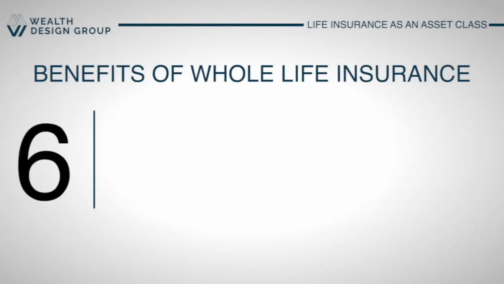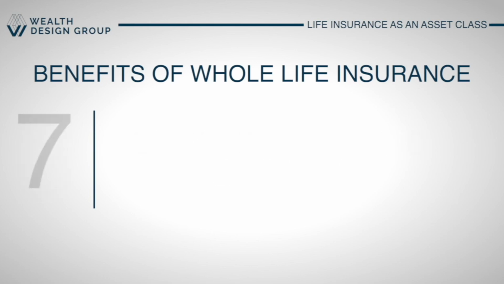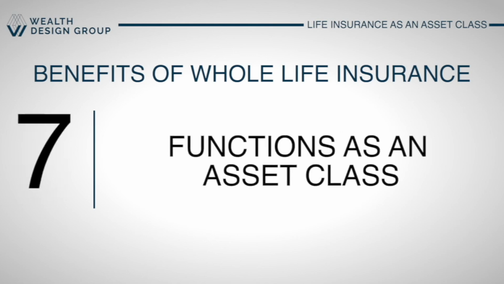Benefit number 6, you receive dividends and growth. That's why I showed you earlier in our hypothetical that you saw the cash value just growing over time. Interest and dividends are being paid on that. You have growth. Number 7, the life insurance functions as an asset class as part of your overall fixed income portfolio. So to the extent that you're not going to put 100% of your money in equities, whole life insurance will function as part of your fixed income.